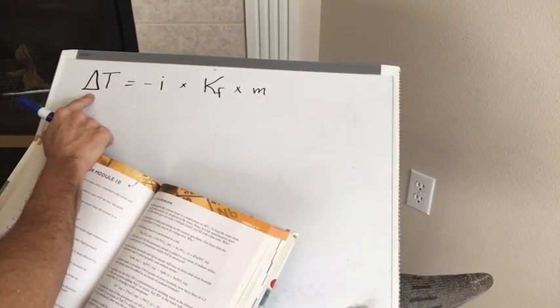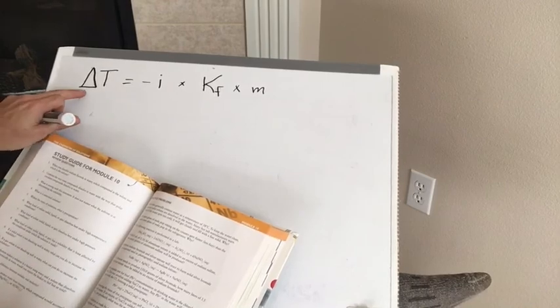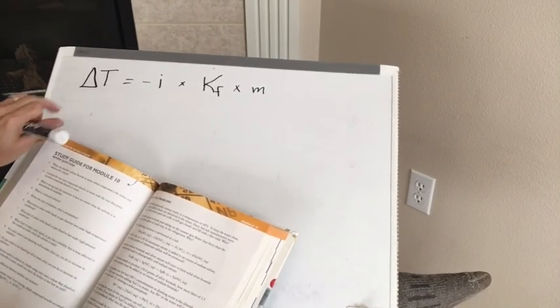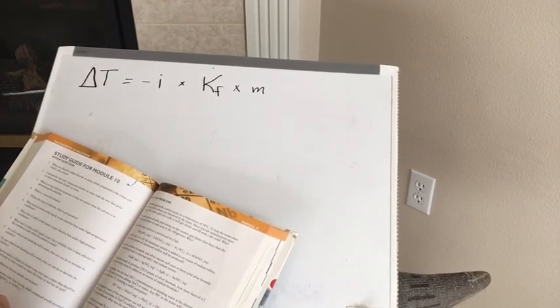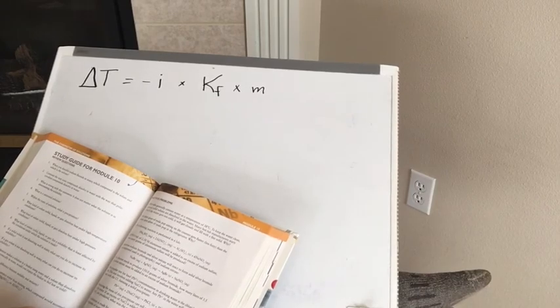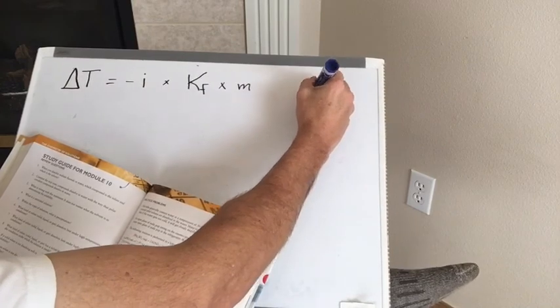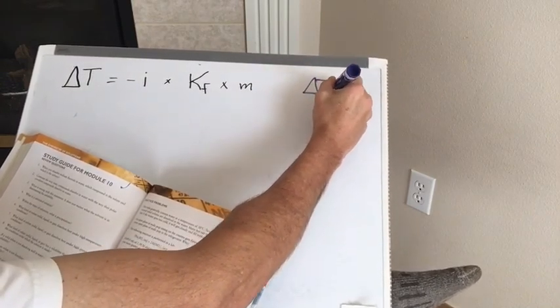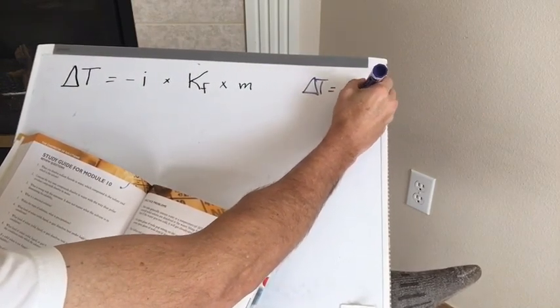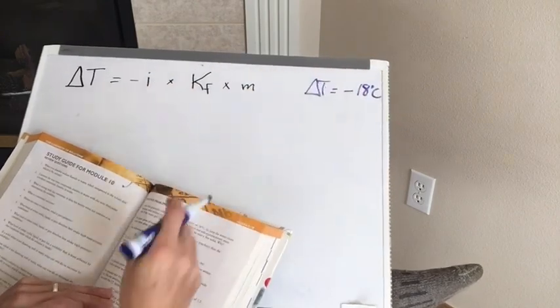This is change in temperature. It already told us what change. Delta, that's a Greek symbol delta, which just means change. Change of temperature is 18 degrees. We want to lower it 18 degrees. So I'm just going to put that over here. Change of temperature equals minus 18 degrees Celsius.